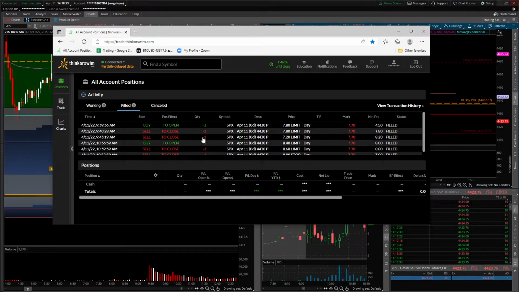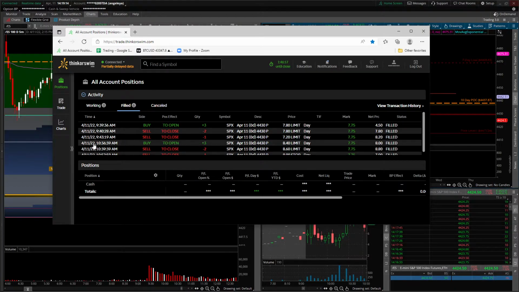And then about 3 minutes later, we sold the last contract. We left the runner. We had 3 total, sold 2, left 1, and we ended up selling our last one right here at $820 at 9:43. So that trade is over. Got in at 9:39, was done by 9:43.